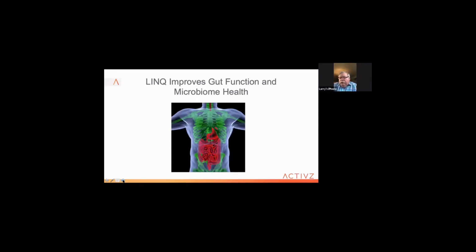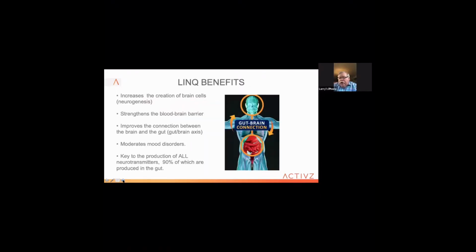So Linq improves gut function and microbiome health. Next slide. Some of the benefits of Linq: it increases the creation of brain cells, the neurogenesis of that gut-brain reaction. Again, it's not the supplement doing that, but by increasing the health of the gut biome, the microbiome, then you're increasing the ability to have that neurogenesis occur where the brain and the gut are talking.